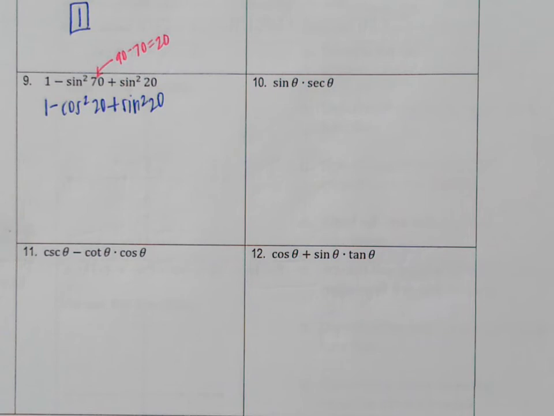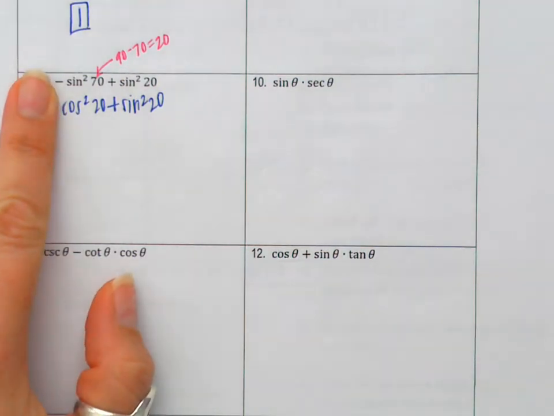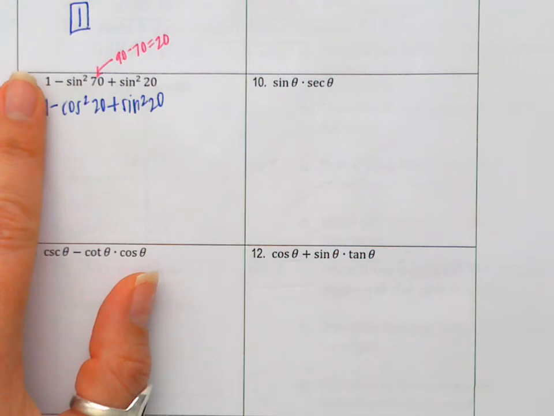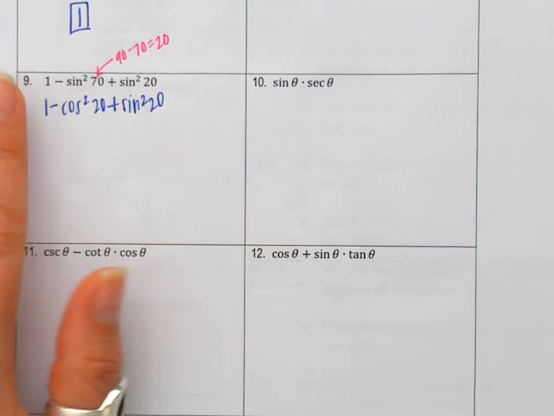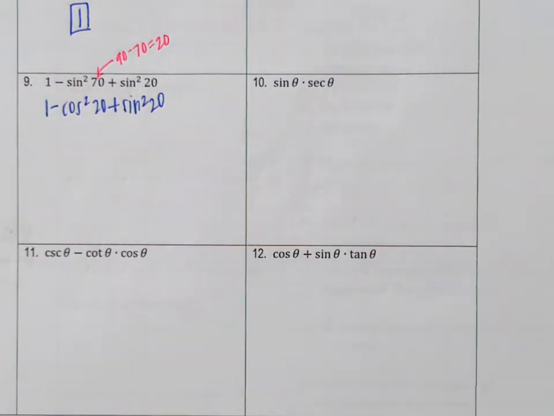Okay, so here is where a lot of you guys might be tempted to think that cosine squared anything plus sine squared anything is 1. But you would be incorrect. The reason is because it's not cosine squared 20 plus sine squared 20. It's negative cosine squared 20 plus sine squared 20. So that is not the same as the Pythagorean identity. However, we are going to use that.